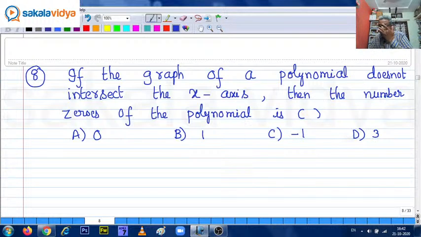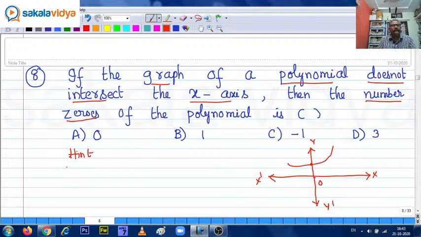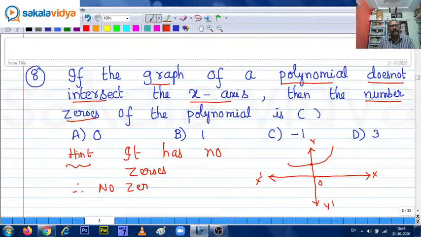Yes. Good evening, Pavitra. See, the graph of a polynomial does not intersect the x-axis, then the number of zeros of the polynomial. Does not intersect means the graph may be like this. It intersects only the y-axis. This is the x-axis, x dash, this is y and y dash. That means no zeros. It has no zeros. That means the number of zeros is equal to 0. Option A is the correct option.